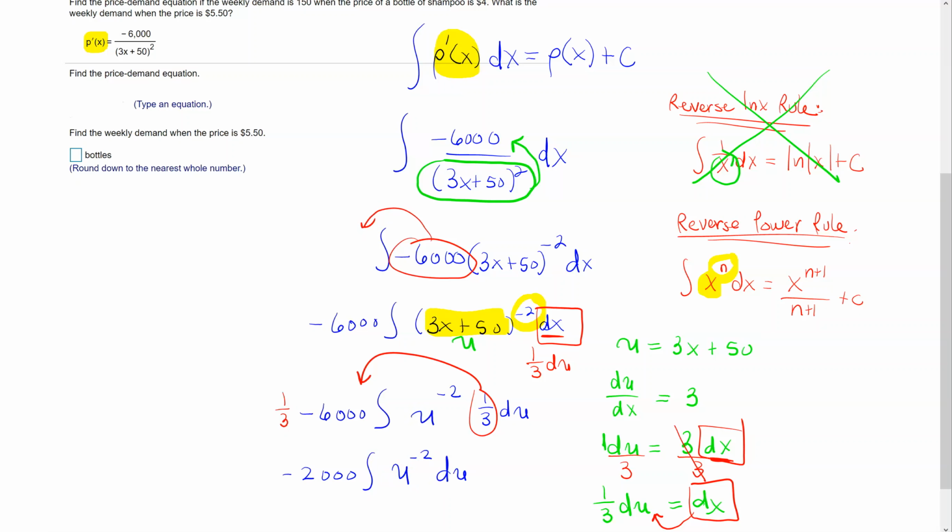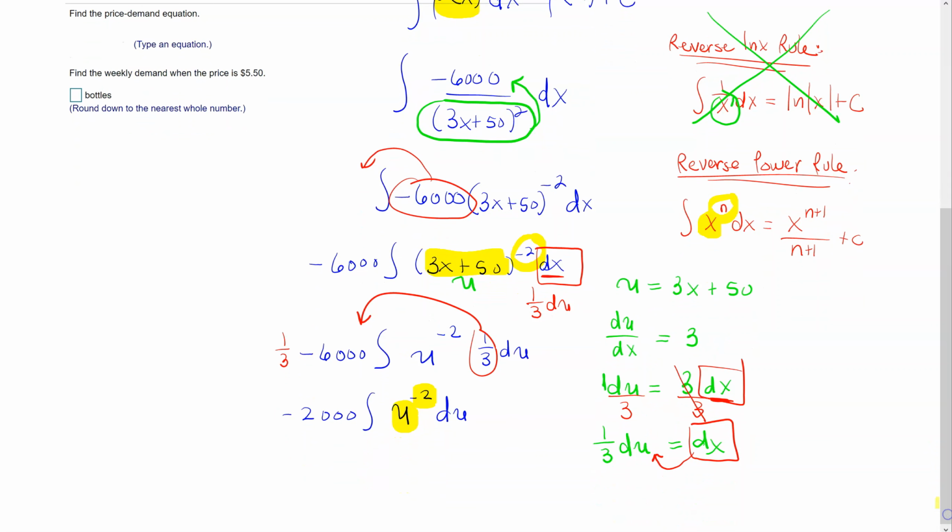Now it's set up to follow my reverse power rule because my base is a plain variable and I have a constant exponent. So I'm just going to follow my reverse power rule there. Don't forget that negative 2,000 we pulled out. That'll give me u to the negative 2 plus 1 over negative 2 plus 1, and then I have a generic plus c as my constant. Well, I'm not done. I need to clean that up a little bit.